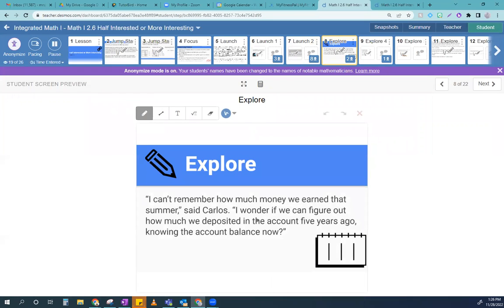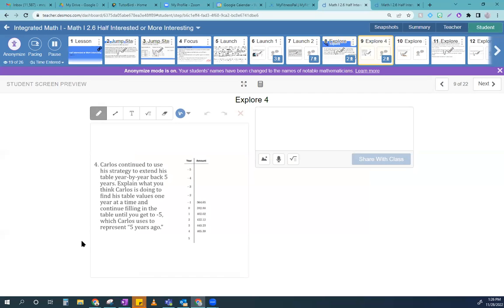So Carlos says, I can't remember how much money we earned that summer. I wonder if we can figure out how much we deposited in the account 5 years ago, knowing the account balance now. 5 years ago. So the answer is yes, Carlos, we could do this. And so Carlos continued to use his strategy to extend his table year by year back 5 years. So notice he's going to be doing this thing, right? He's going backwards.